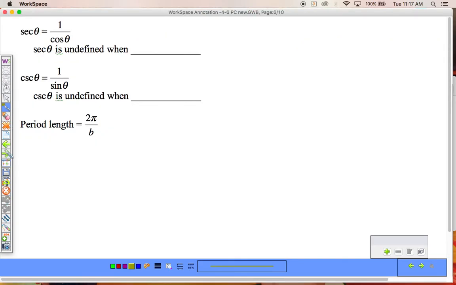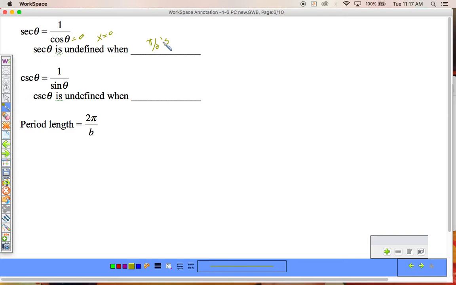All right, cosecant and secant. Secant of theta is 1 over the cosine of theta. That tells me that the secant of theta is undefined when my cosine of theta equals 0. So when my x values are equal to 0, and again, that's the top and the bottom.